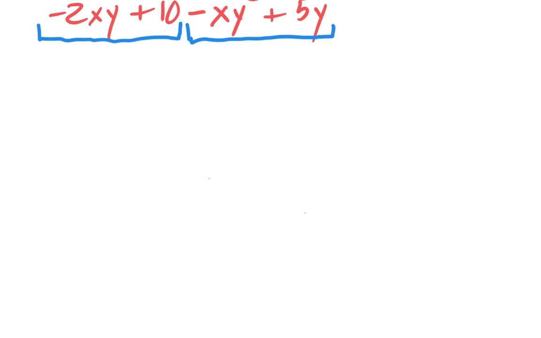Okay, so let's see. We are going to take negative 2xy and 10. We're going to find all of our factors. Okay, negative 2xy, that should be pretty easy. We have negative 2, x, and y. We didn't really change anything because there were really no factors. 10, we have the factors of 2 times 5.